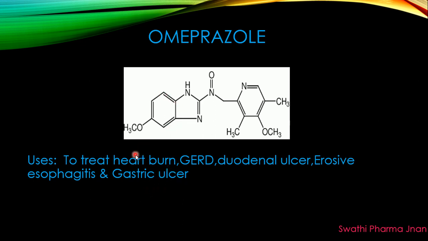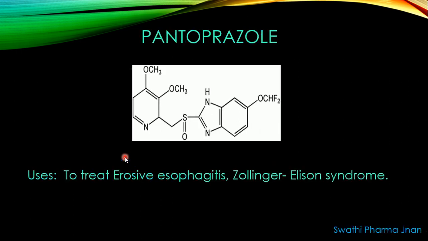If the person is in the acute stage of peptic ulcer, then we can go with an H2 antagonist. If he is in the chronic stage, suffering a lot because of erosive esophagitis and chronic peptic ulcer, then we can give treatment with gastric proton pump inhibitors. That is the difference in treatment between H2 antagonists and gastric proton pump inhibitors.